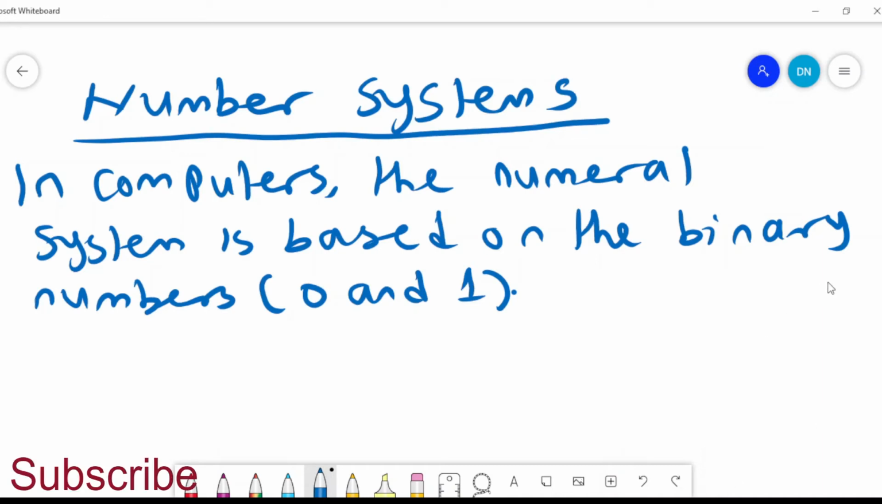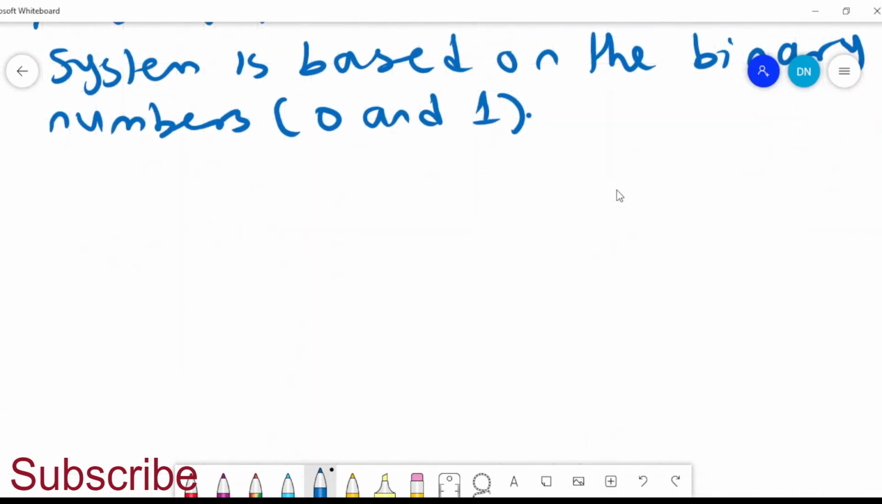The number systems for computers is our topic of today. In computers, the numeral system is based on the binary numbers. And when we think about binary numbers, we think about zeros and ones.